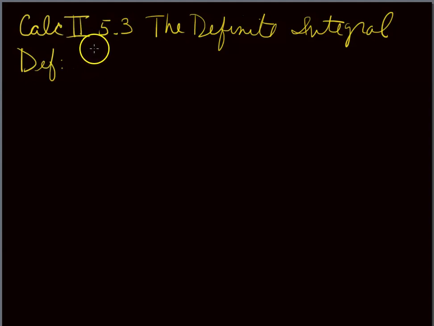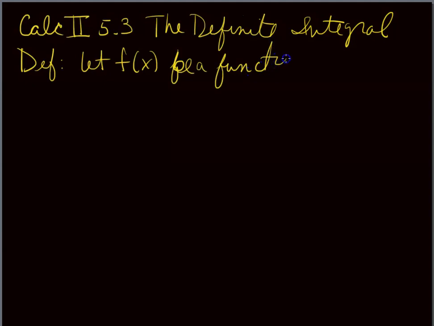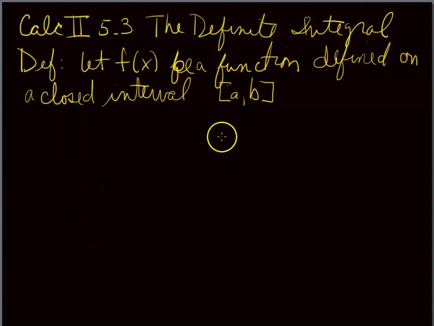We're going to let f of x be a function defined on a closed interval a to b, and a closed interval you write with these square brackets.